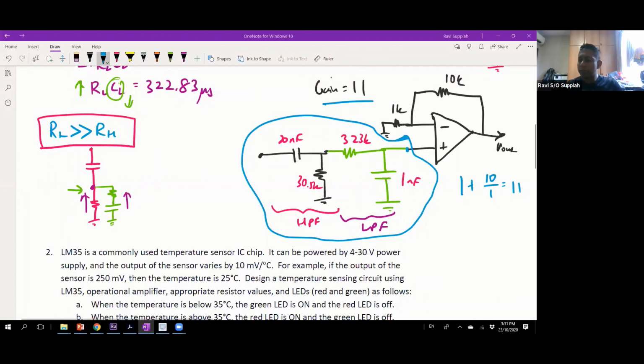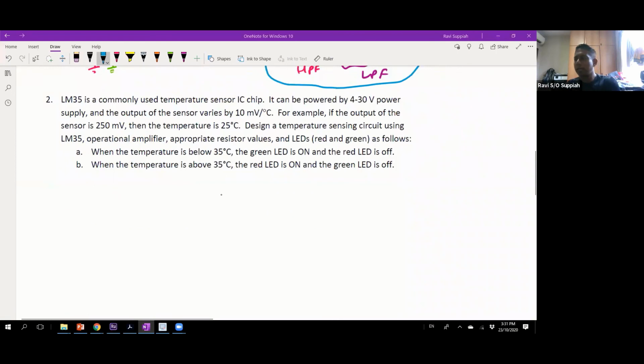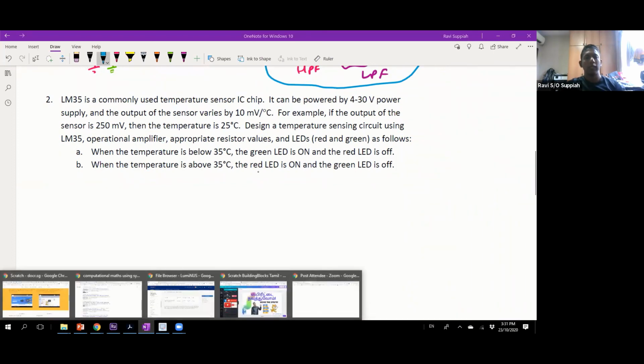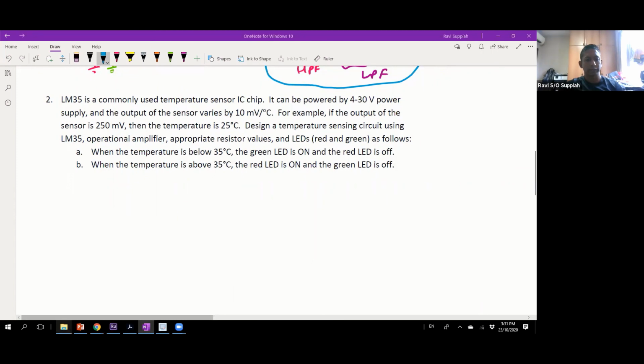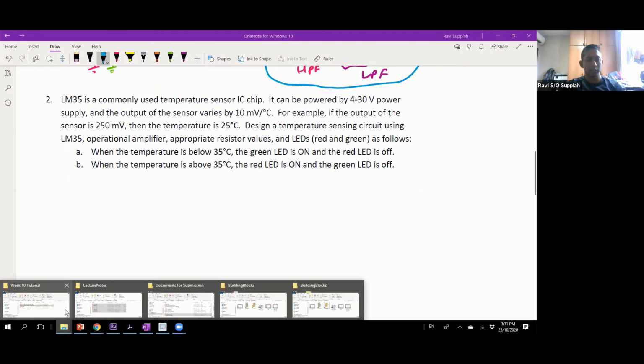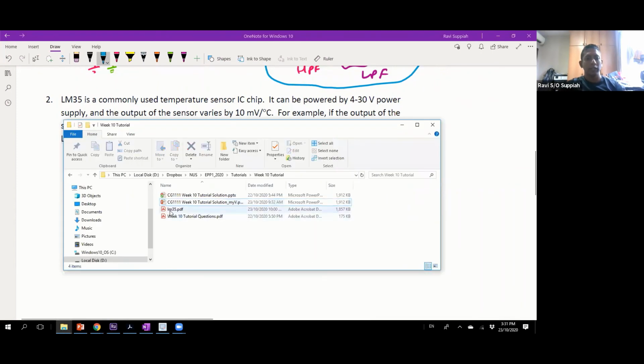Now let's look at the next question, the LM35. The LM35 is a commonly used temperature sensor IC chip, and it can be powered by a 4 to 30 volt power supply. So the first thing that you all should do is to actually go and check the data sheet.